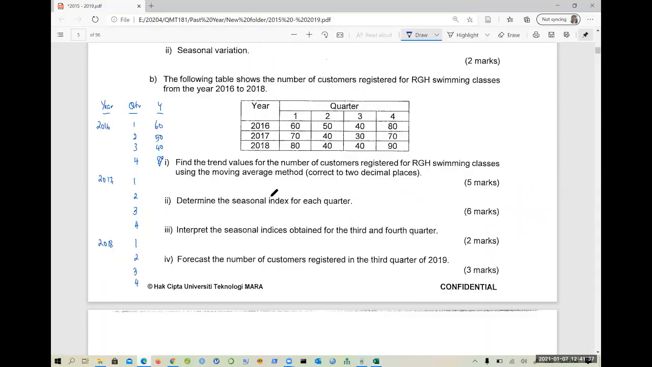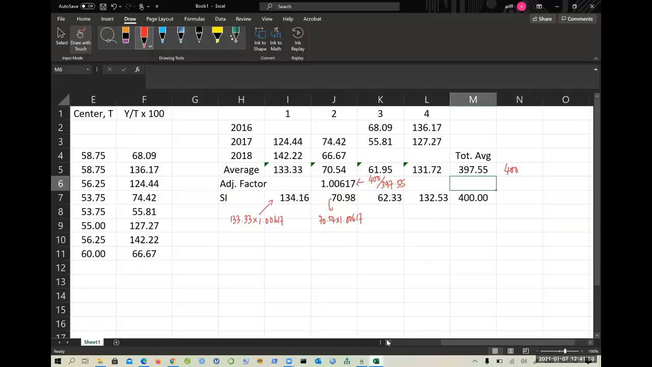Okay, determine the seasonal index for each quarter. And then the next thing to do is to interpret the seasonal index obtained for the third and fourth quarter. So you now explain. So remember, bila nak explain, you compare this value, okay, compare dengan 100. In this case, this value is less than 100, right? So bila less than 100, there is a fall.